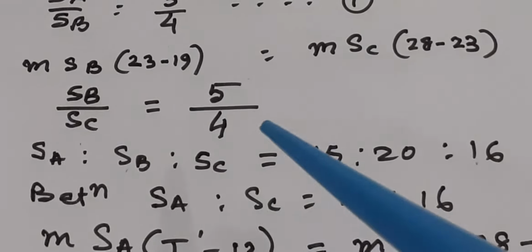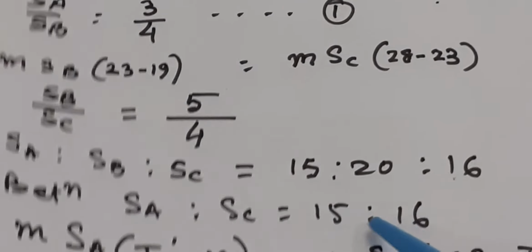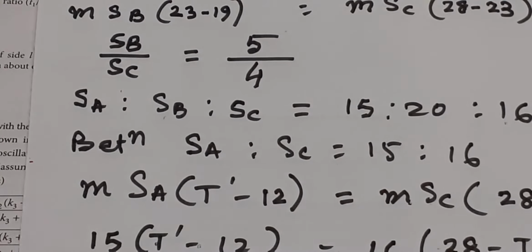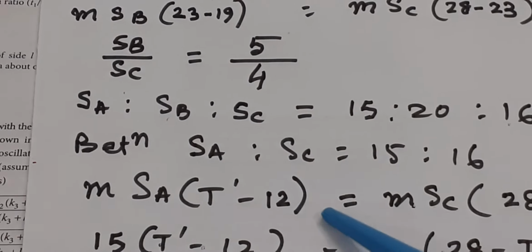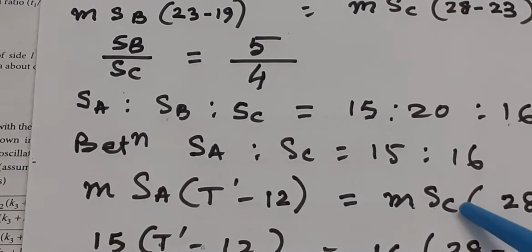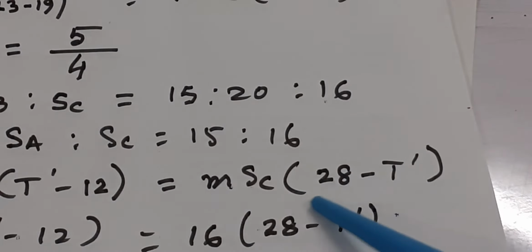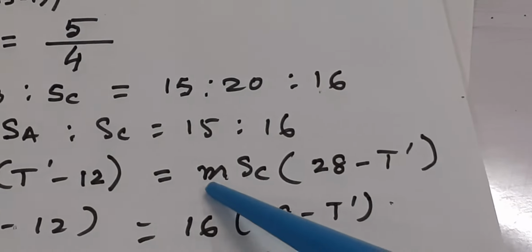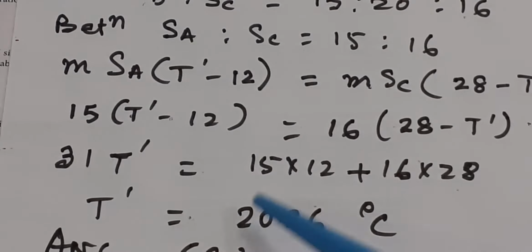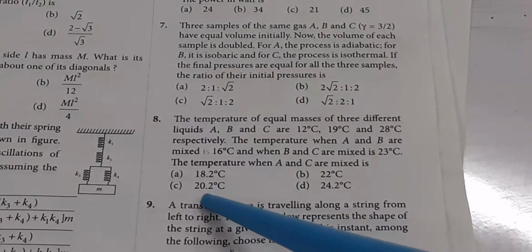Now from here we require SA and SC, the first one and the last one, 15 is to 16, because we have to find T dash, which is unknown. SA (T dash minus 12), since the initial temperature of sample A is 12 and the final temperature is T dash, equals m SC (28 minus T dash), where 28 is the highest temperature. Solving for T dash, 20.26 degrees Celsius will come, so the answer will be C. You can see the answer is C, 20.2.